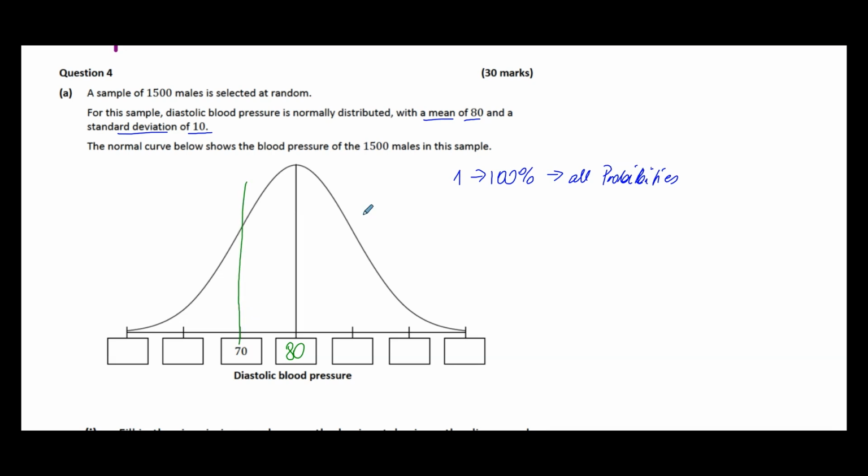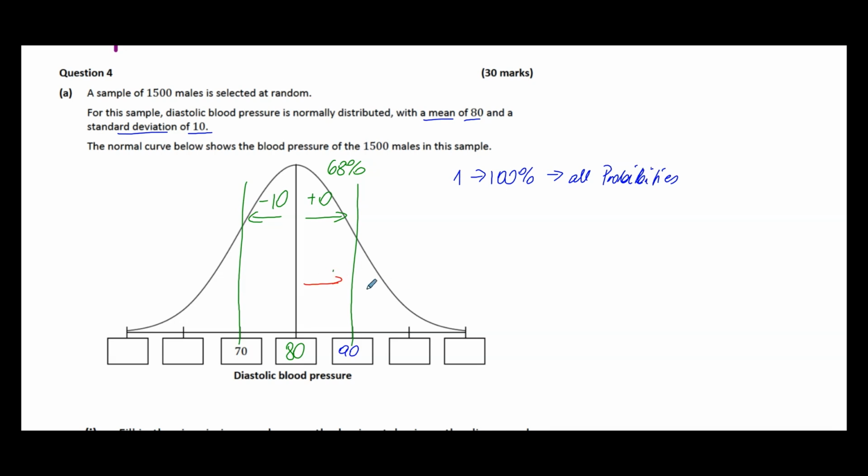So if we go from the mean in both directions one standard deviation, so in our case, minus 10 and plus 10, the values we're going to have are 70 and here will be 90. This area under the curve, that is 68%. So that's difficult to remember, it's not in our table.